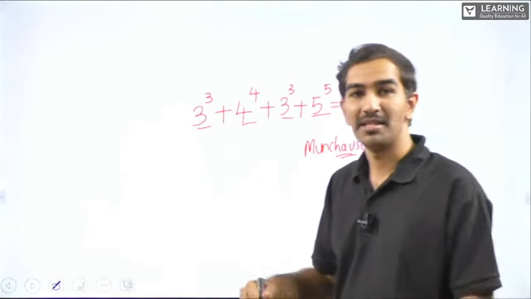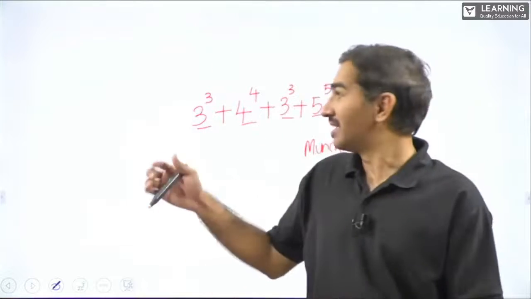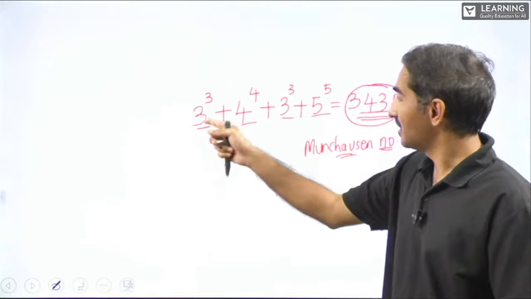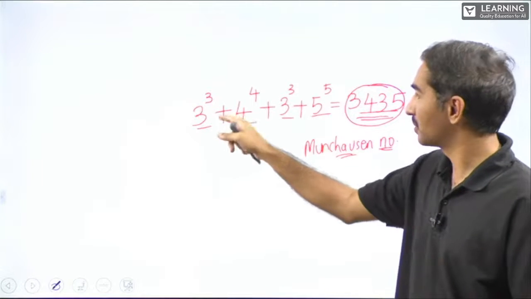So what is a Munchausen number here? A Munchausen number is nothing but a natural number where on the left hand side the digits are raised to their own power and there is a sum between the numbers.